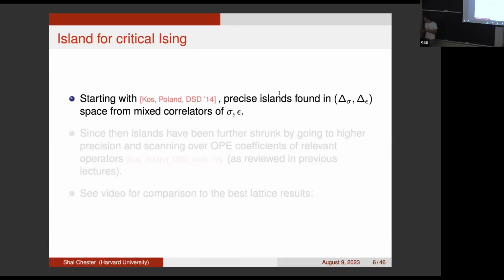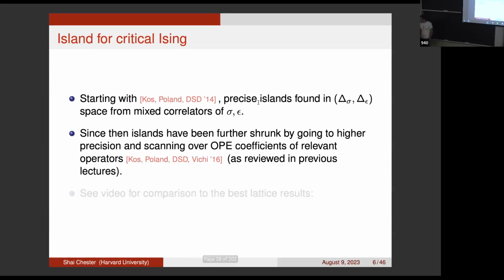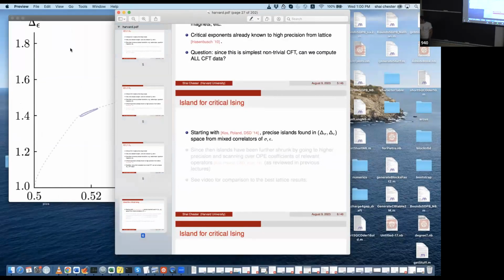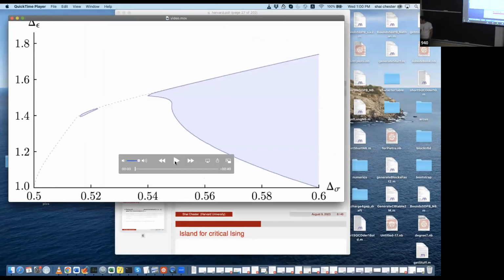So this was the first classic result of the Bootstrap, which made people interested in it: back in 2014, precise islands were found in the space of scaling dimensions of these 2 relevant operators, sigma and epsilon. These were found by considering 4-point functions of mixed correlators between sigma and epsilon. These original islands were already pretty small, but since then the islands have been shrunk even further, basically by improving the precision of the Bootstrap, as well as scanning over OPE coefficients that appear in this 4-point function. As discussed in the previous lectures, this OPE scan really allows you to reduce the allowed region. To give an idea of how these bounds have improved, there's this video which was made by David Simmons-Duffin, which I'll play now.